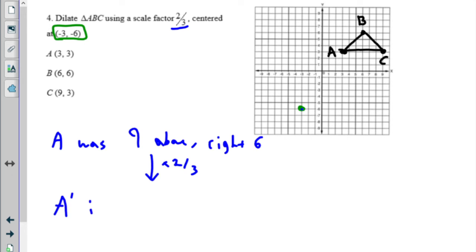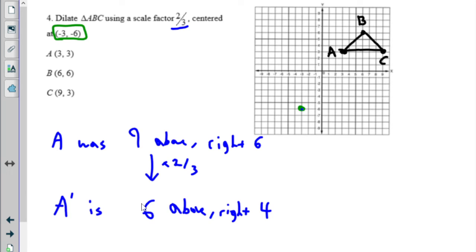A prime is, well, let's multiply those by 2/3. So that's divide by 3, multiply by 2. So 9 above, well, take 9, divide by 3, that's 3, multiply by 2, that's 6. So now instead of being 9 above, 2/3 of that is going to be 6 above. And then instead of to the right 6, multiplied by 2/3, 6 divided by 3 is 2, 2 times 2 is 4. And so 6 above and to the right 4.